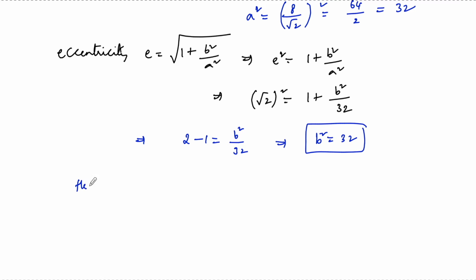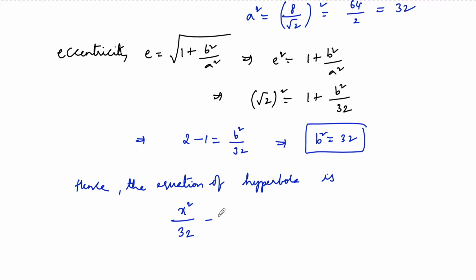So hence the equation of hyperbola is x square upon a square, which is 32, minus y square upon b square, which is 32, equal to 1. So we can write x square minus y square is equal to 32 by taking LCM as 32. This is the required equation.